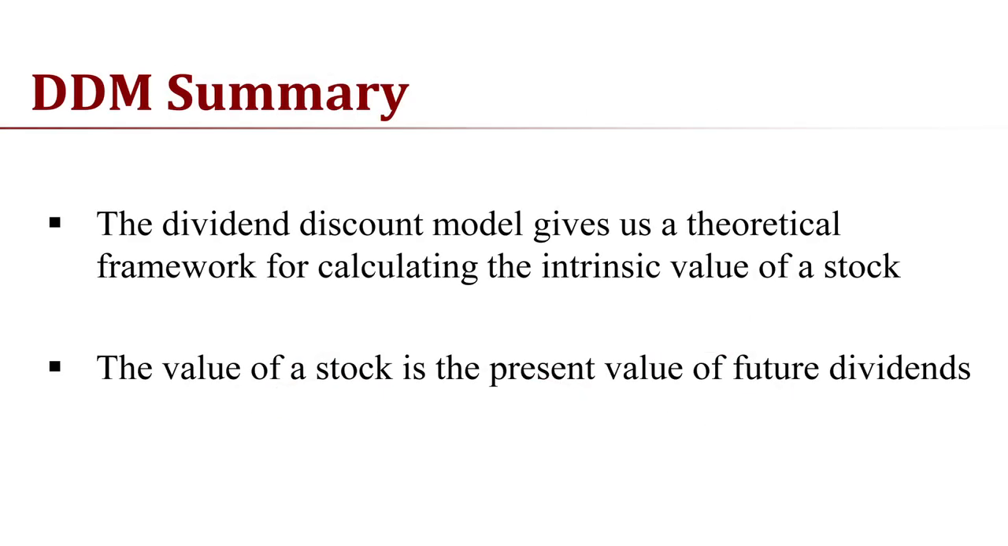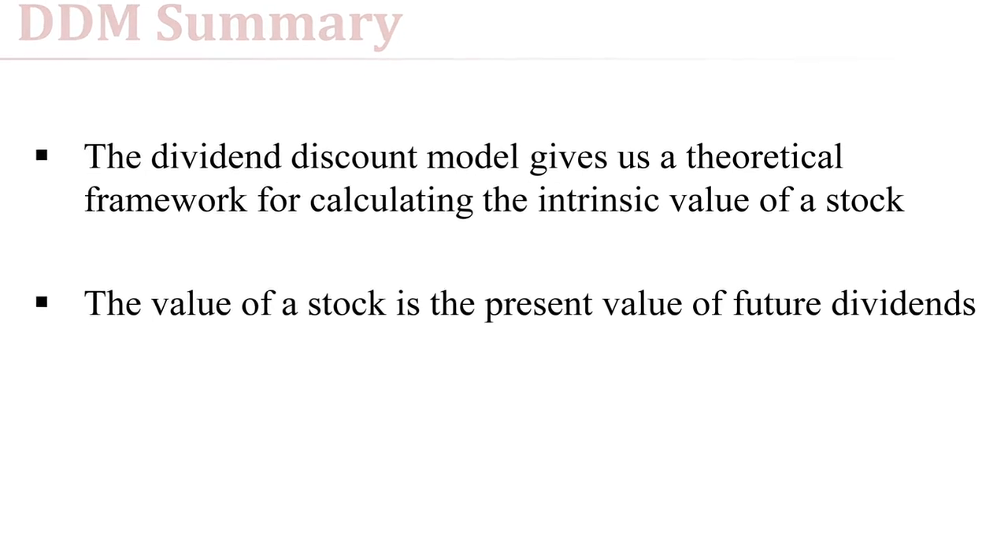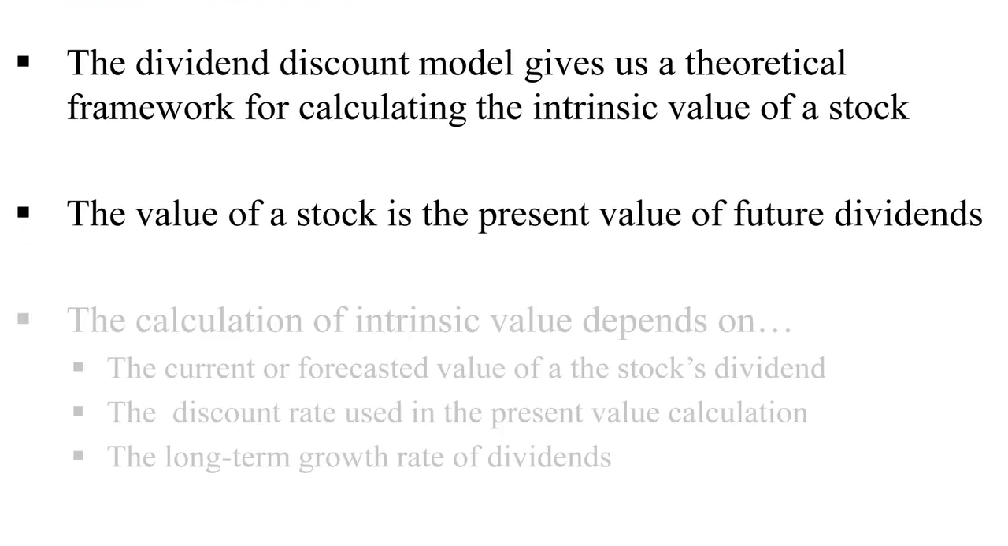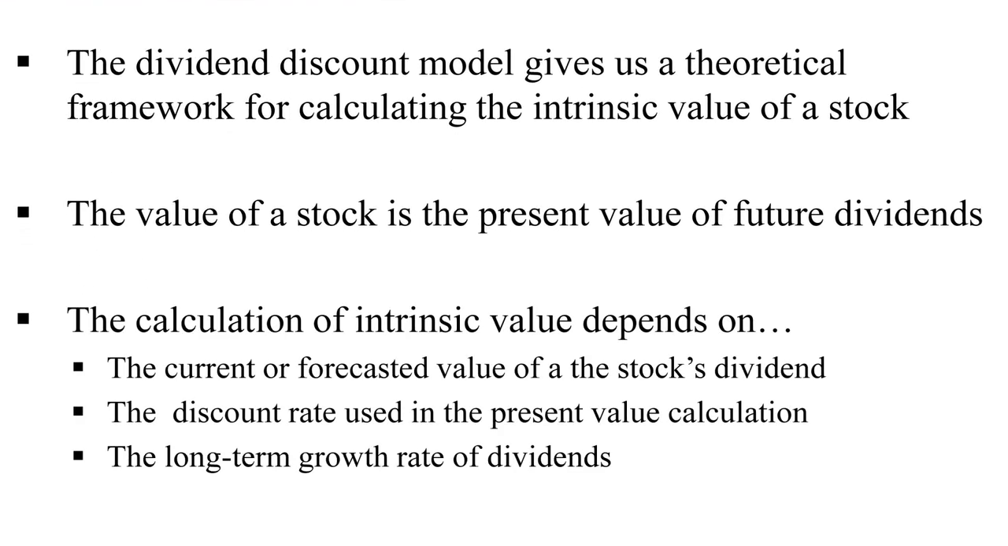Let's summarize. The dividend discount model gives us a theoretical framework for calculating the intrinsic value of a stock. Here, the intrinsic value is simply the present value of all future dividends. The calculation of this intrinsic value depends on the current or forecasted value of the stock's dividend, the discount rate used to calculate the present value, and then a long-term growth rate of dividends.